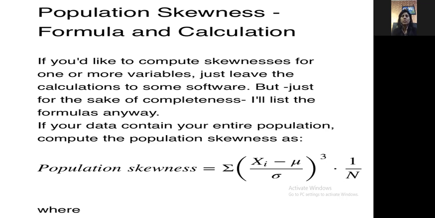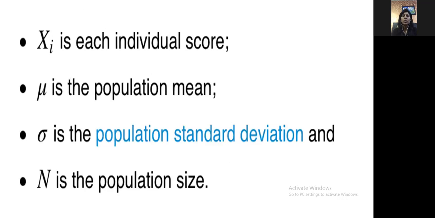Let's understand some other methods of finding the skewness in the next slide. The xi in the formula given is the individual score, mu is the population mean, sigma is the population standard deviation, and n is the population size.